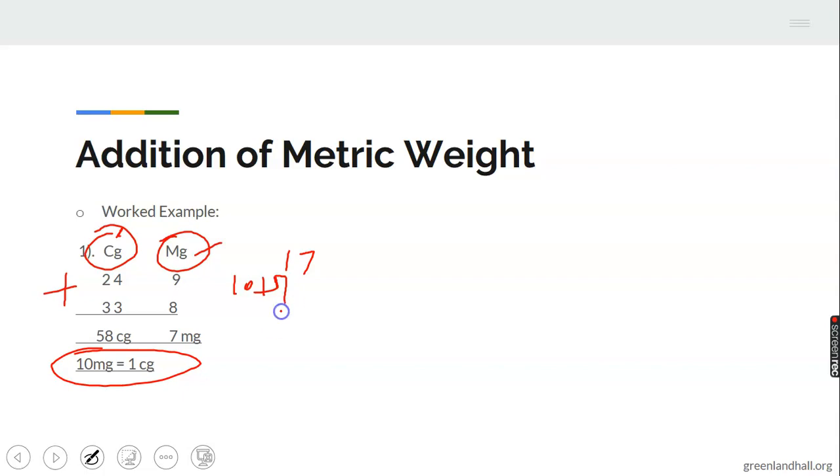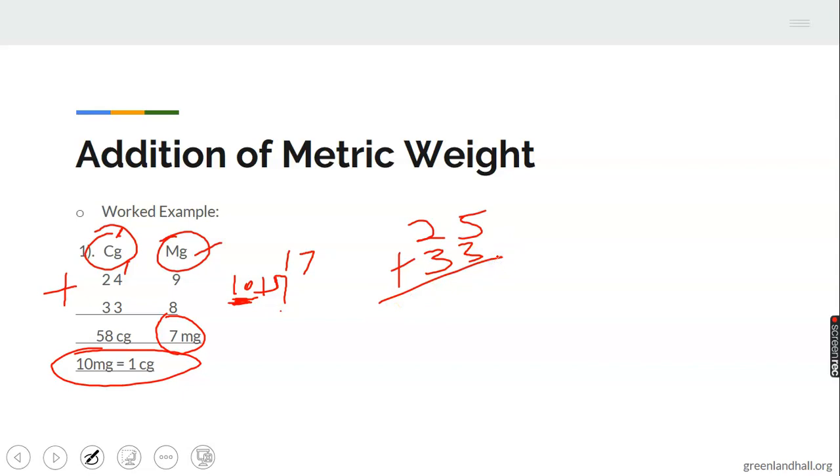This one is 7, it's not up to 10, so it will remain here. That's why we have 7 milligram here. This other 10, 9 plus 8 is 17, no? The other 10 has been converted to centigram, so we have it here. Is that taken? So now if we add 1 to 24, that will be 25. Is that taken? So we have 25 plus 33.